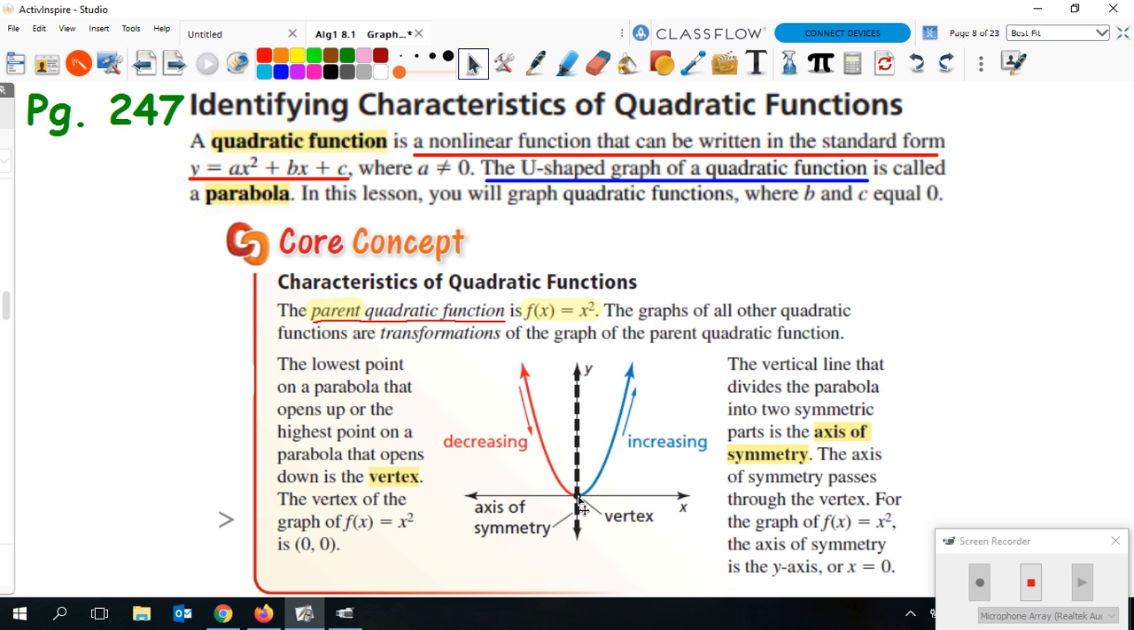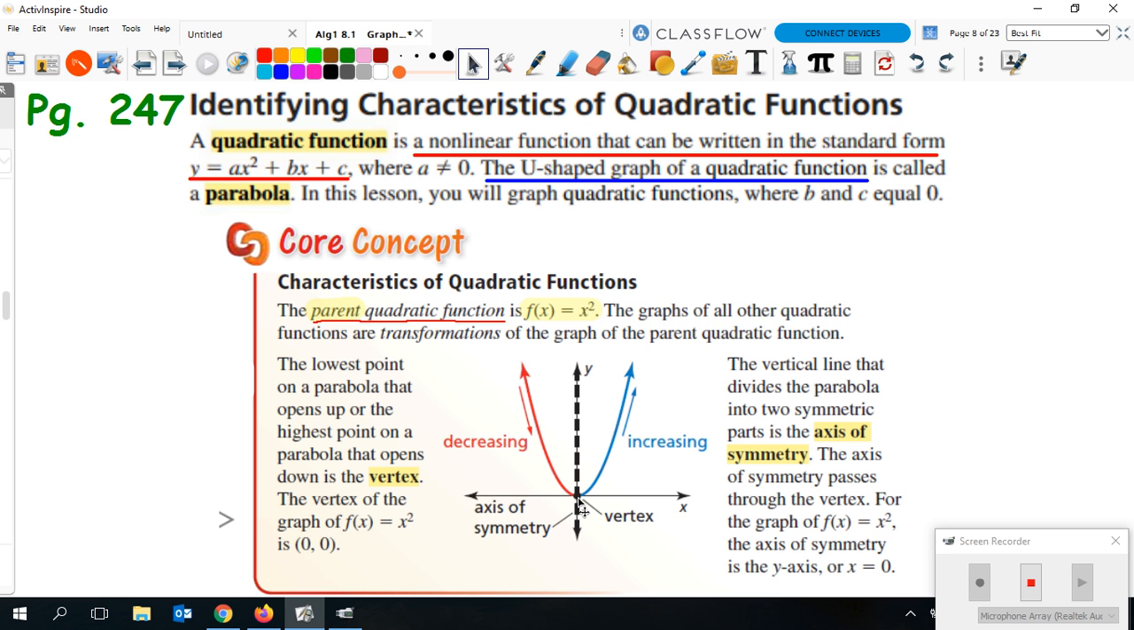You could also call it a maximum or a minimum point. In this case, the minimum point of this function is right here at this vertex point. And we can identify that here as (0, 0). That is at the origin. It's (0, 0) on the parent function. And really what this vertex does, it's right in the middle of the function.